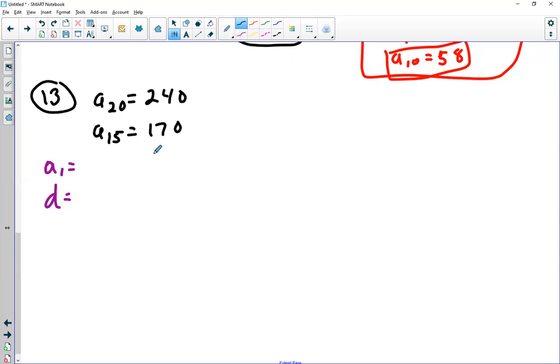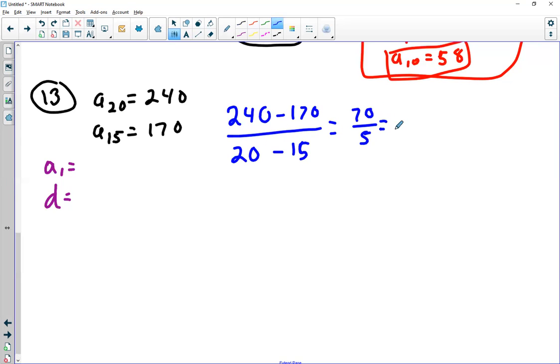Can you just do the whole dividing thing? So for this one, I want to find D first. In order to find D, I'm gonna do the dividing thing I think you're talking about. 240 minus 170. Very important, since I put 240 first, I gotta put 20 first. It has to match, 20 minus 15. It has to be consistent. So if you put 170 first, you have to put 15 first. 70 over 5, and that's 14. So 14 is my D.